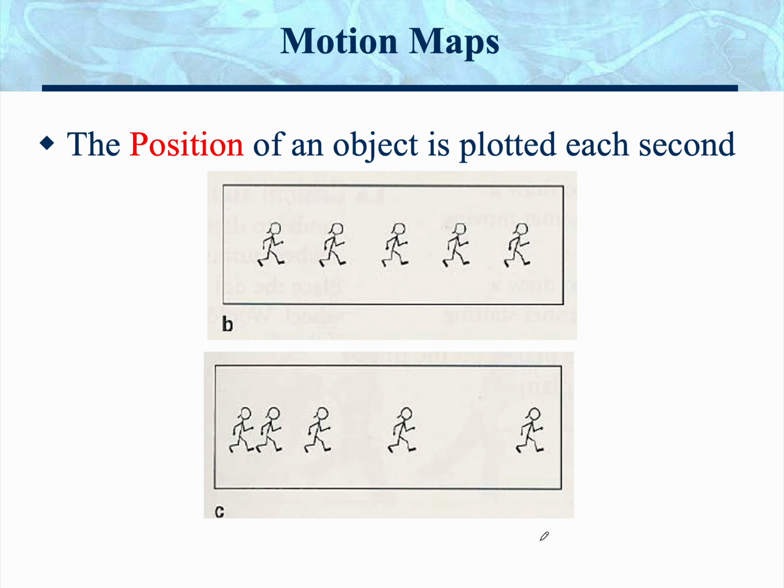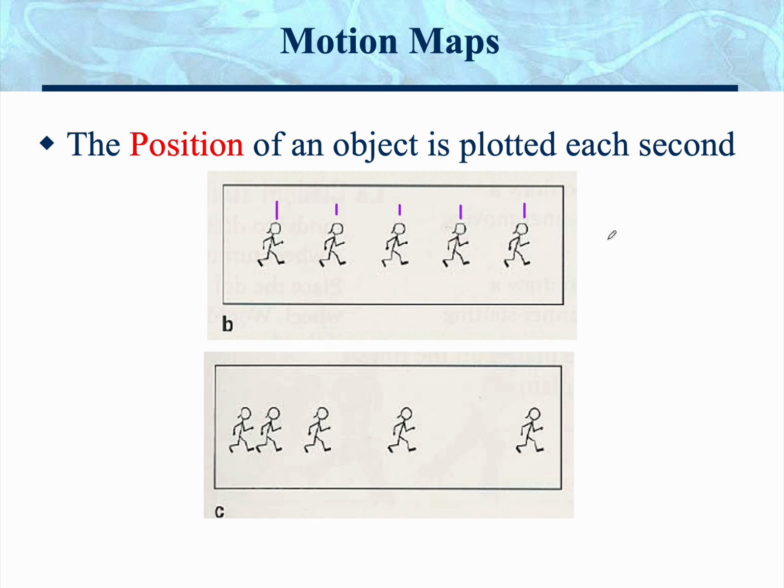Motion maps. Motion maps are kind of fun. I like graphs, but some people love motion maps. A motion map, simply you draw the position of an object and you plot it every second. Imagine you had a strobe light in a dark room that was just flashing once per second, and a person was walking across the room. You would see that person first here, and then you'd see them here, and then here, and then here, and then here.